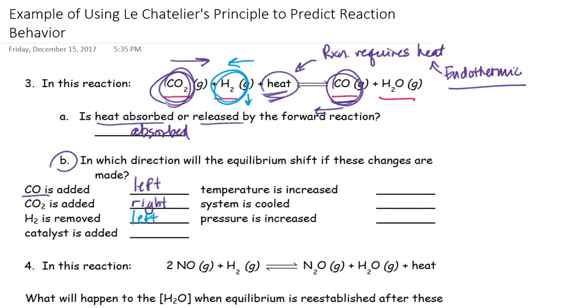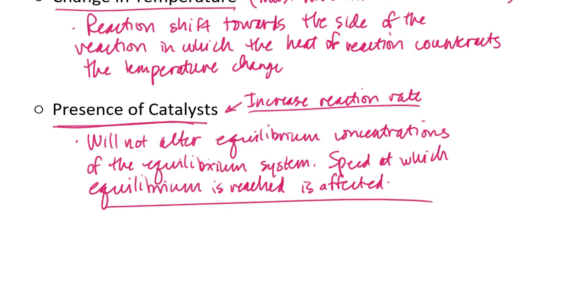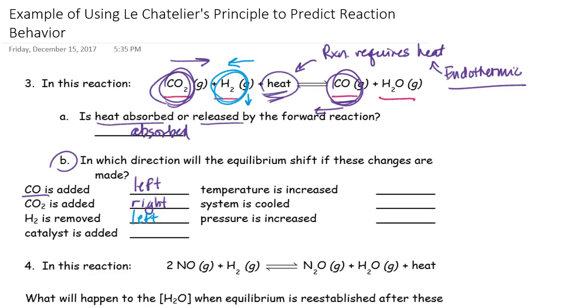The next thing that they asked is, well, what happens if I add a catalyst? Well, if you recall, we just said that a catalyst is not going to alter your equilibrium concentrations. It's just going to get you to equilibrium faster. And so here, basically, there should be no change.